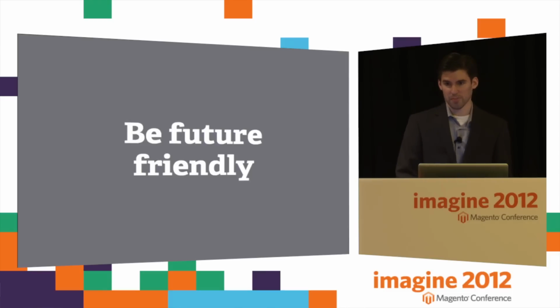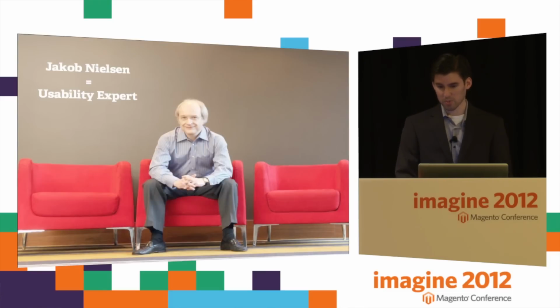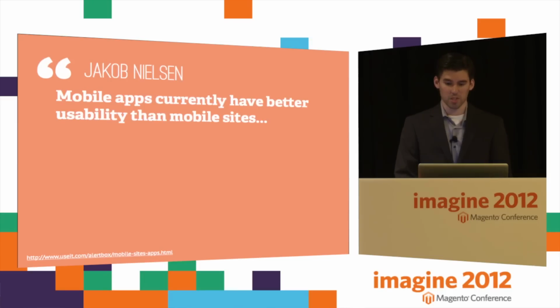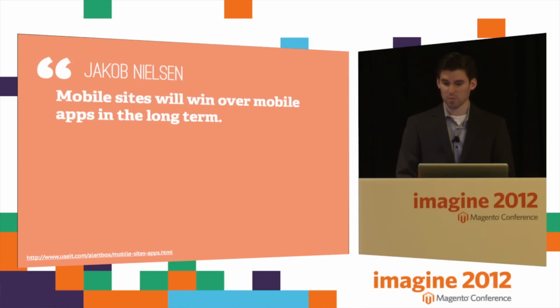Be future-friendly. This is Jakob Nielsen. He's been writing about web usability for 17 years, and Businessweek has called him one of the world's most influential designers. He says mobile apps currently have better usability than mobile sites. But mobile sites will win over mobile apps in the long term. The reason for that is because expenses increase rapidly when you start developing for more platforms, to the point where the minimal return on investment makes further development unsustainable for new platforms. The web is one platform, and it benefits from full integration with the rest of the web.